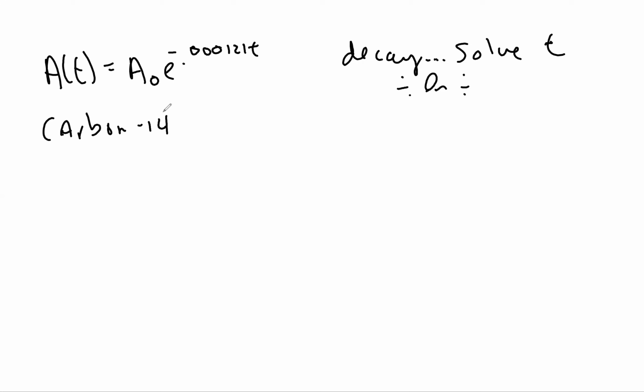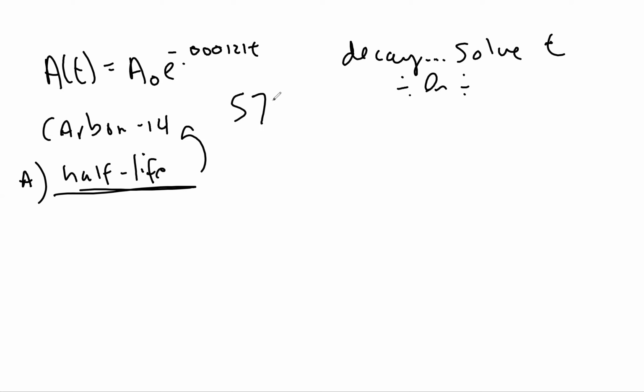Part A wants us to find the half-life of carbon 14. Half-life. We already know from the other day, and I'm just going to write it down, that our notes told us the half-life was actually 5,728 years. Well, let's prove that to ourselves. Let's actually calculate it.